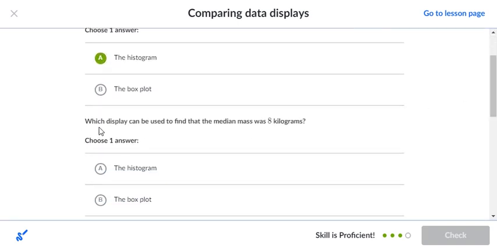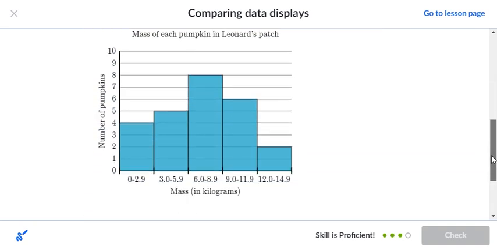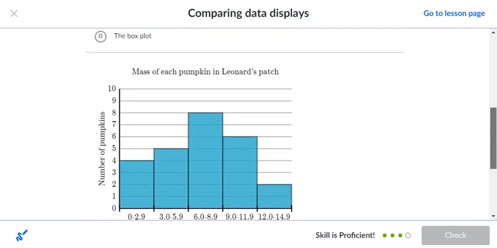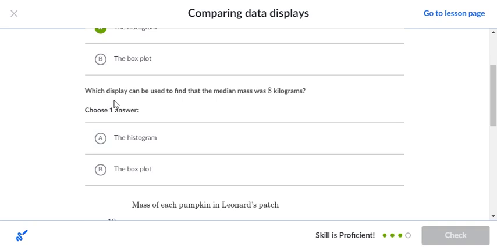Now the second one: which display can be used to find the median mass of 8 kilograms? There again, you've got the word median. If they're talking about quartiles or medians, then you're talking about a box plot. This is where you start, this is where you end. These are called your whiskers. This is your median, your middle, or your quartile 2. This is your quartile 1, and this is your quartile 3. So the median is right here, and it's clearly 8. So the answer to this part would be the box plot.